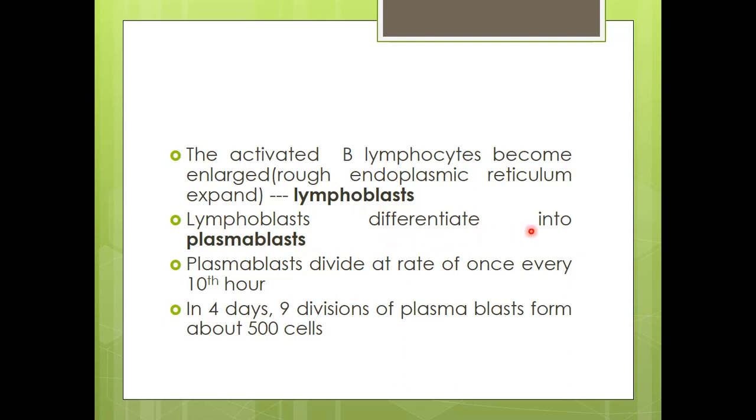Now, this enlarged B lymphocyte in the first stage is called a lymphoblast. Lymphoblast will further differentiate into the plasmablast. The plasmablasts divide at a rate of about once every 10th hour, and in about 4 days, 9 divisions of the plasmablast will form about 500 cells from a single originally activated cell.